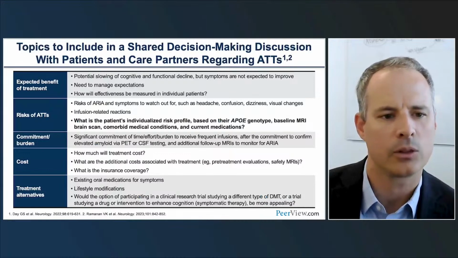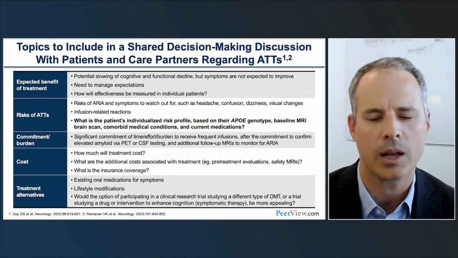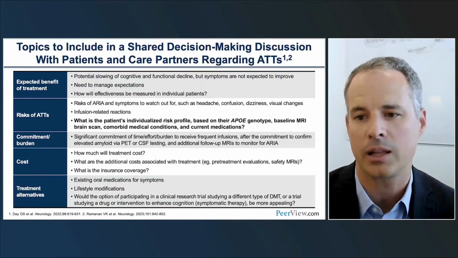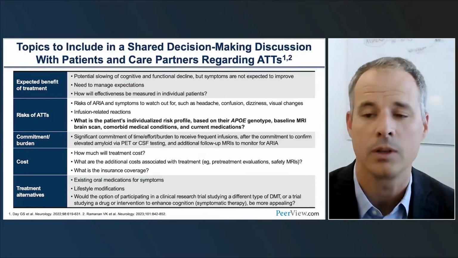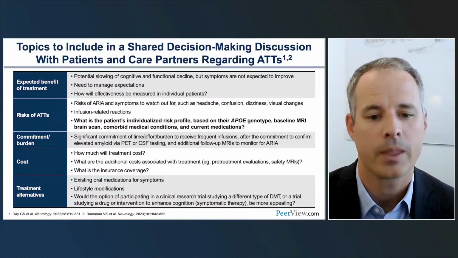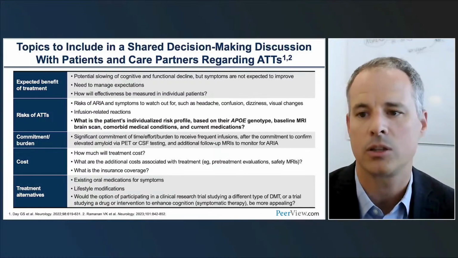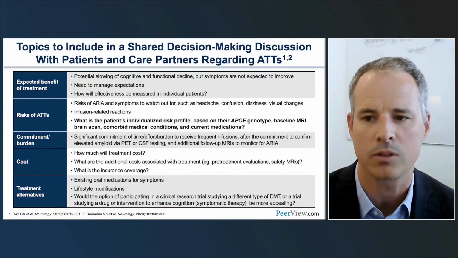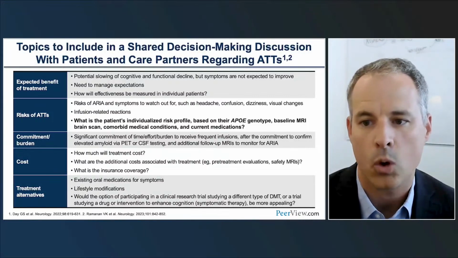So what does that look like in real life? Well, first, the expected benefit of the treatment. I think this is a really important point. Patients need to understand that this is not likely to make them better. In fact, it's not going to make them better. They're going to continue to get worse. In fact, the patients in the trial all got worse. So we need to manage that expectation that they're not going to feel better on this therapy, but it's going to slow the progression of the disease. However, that's not something that they may be able to quantify themselves.